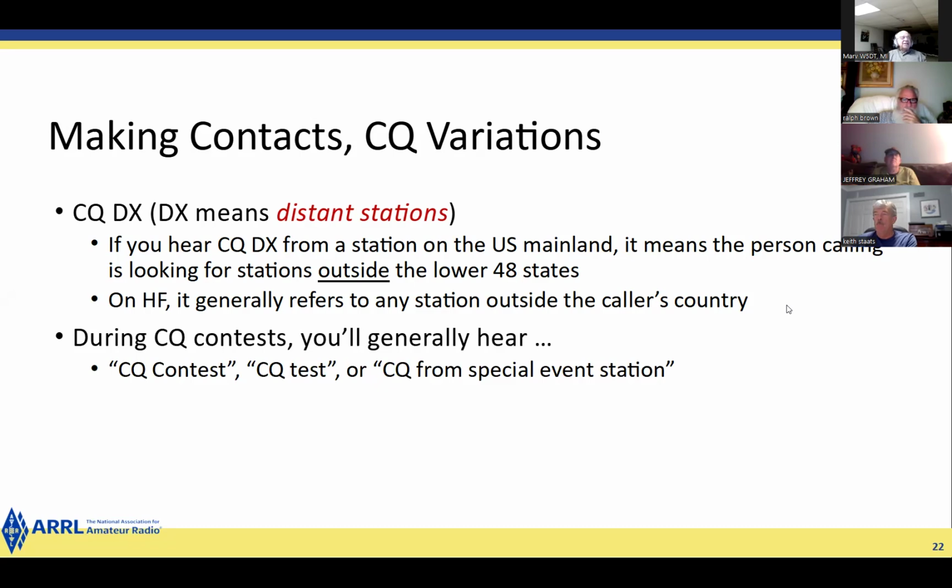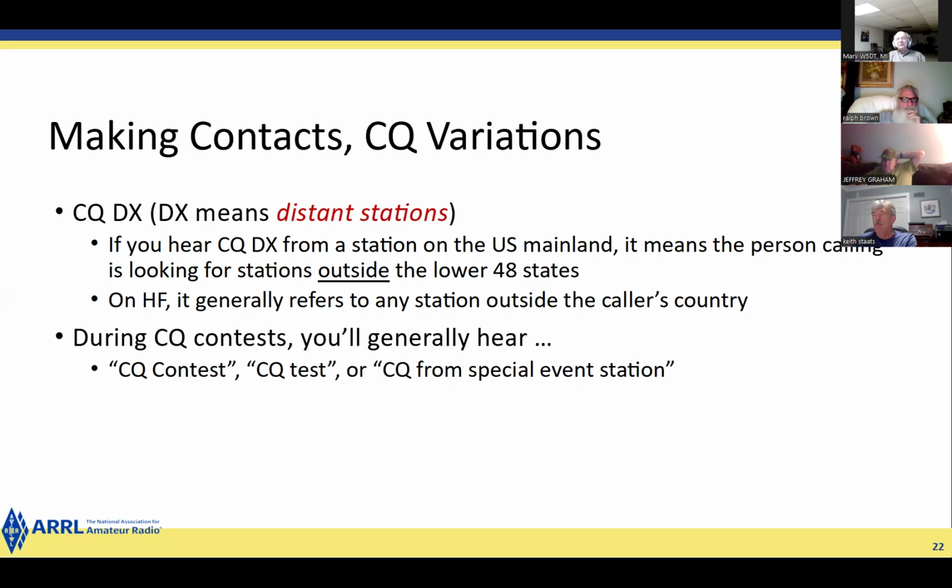So during a CQ contest, you're going to hear CQ contest or CQ test, or maybe a CQ from a special event station. You're going to find that we find any reason whatsoever to get on the air. So if it isn't a contest, it's going to be a special event station. This last week, they had the Route 66 special events. People were on the air from states that were on Route 66.